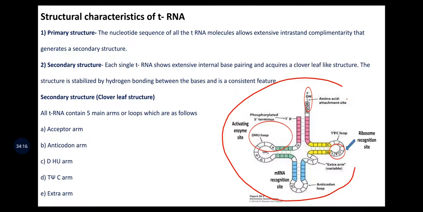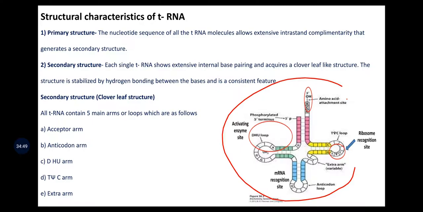In case of primary structure, the nucleotide sequence of all the tRNA molecules allows extensive complementarity that generates a secondary structure. By complementation, secondary structure is generated. In secondary structure, each single tRNA shows extensive internal base pairing and acquires a cloverleaf structure. The structure is stabilized by hydrogen bonding between the bases and is a consistent feature.